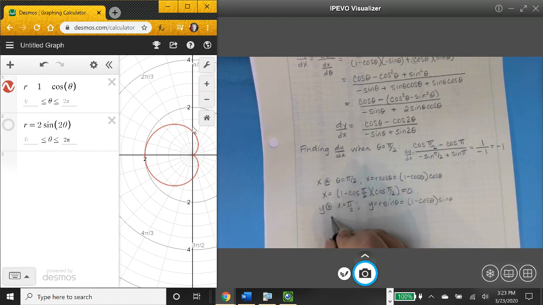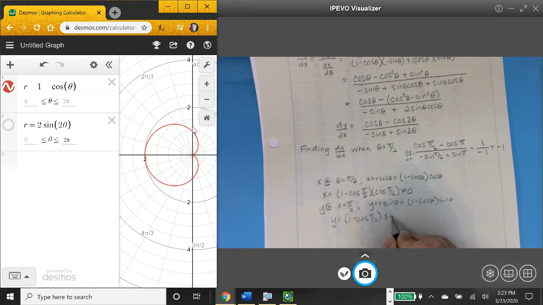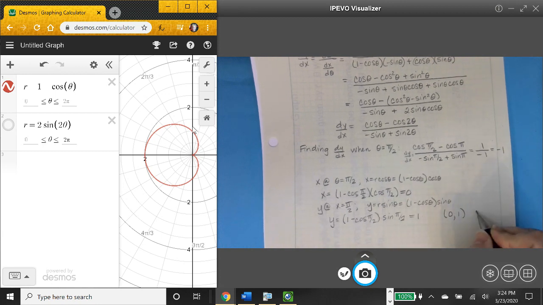And when I plug it in, I get y equals 1 minus the cosine of pi over 2 times the sine of pi over 2. Well, we already know the cosine of pi over 2 is 0 and the sine of pi over 2 is 1. So this turns out to be 1. So the point is 0, 1, and dy/dx is equal to negative 1.